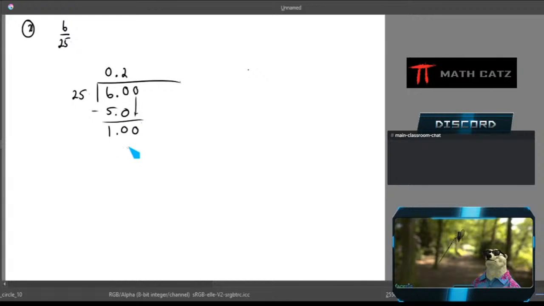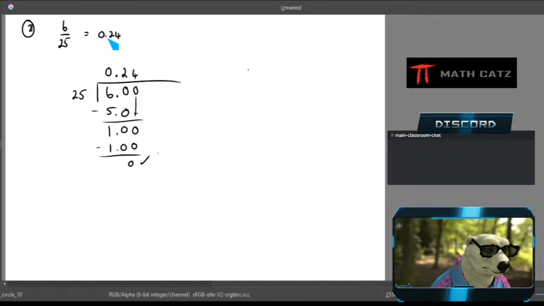I can look at 100. 25 goes into 100 4 times. 4 times 25 is 100. Relative to that position, I have nothing left. So 6 over 25 is 0.24. Again, you might say, oh, that was easy. Because we pick nice denominators to work with, it isn't terribly difficult, but we don't need it to be terribly difficult to demonstrate the method.